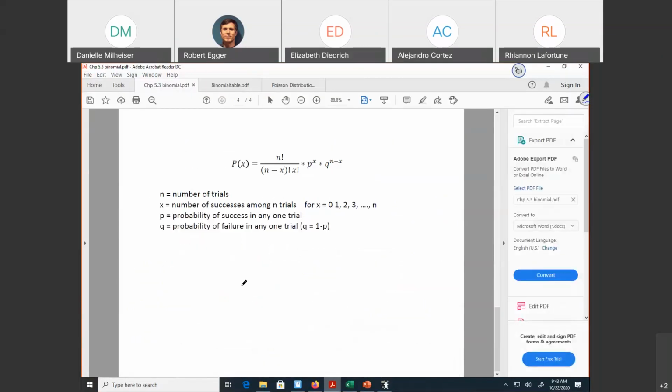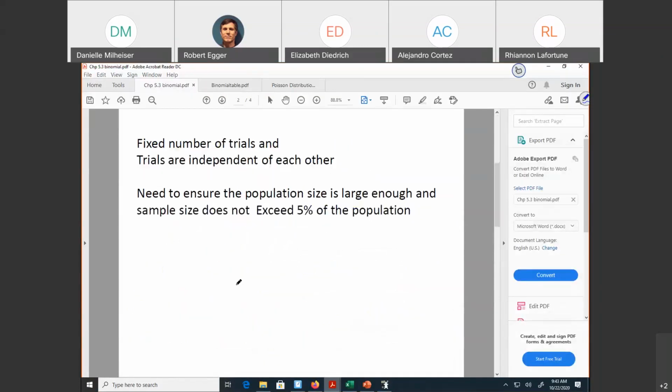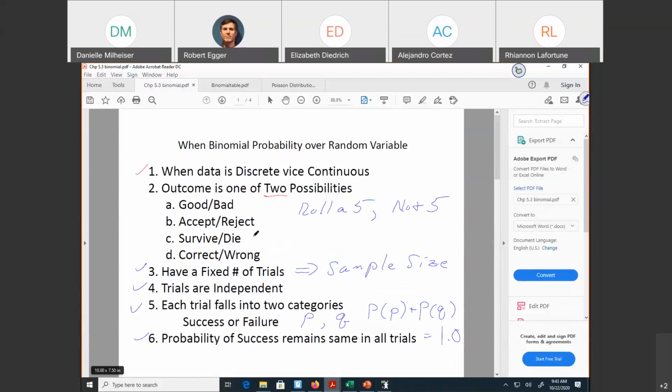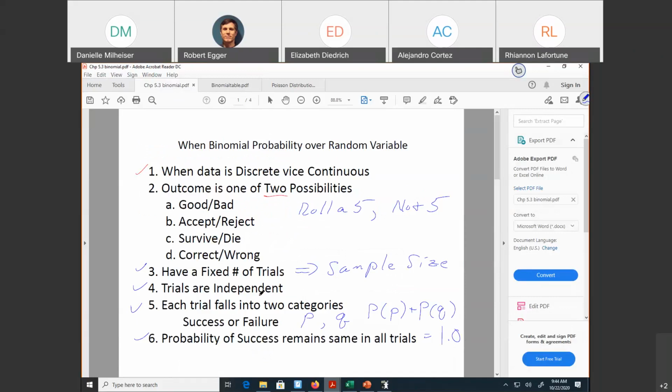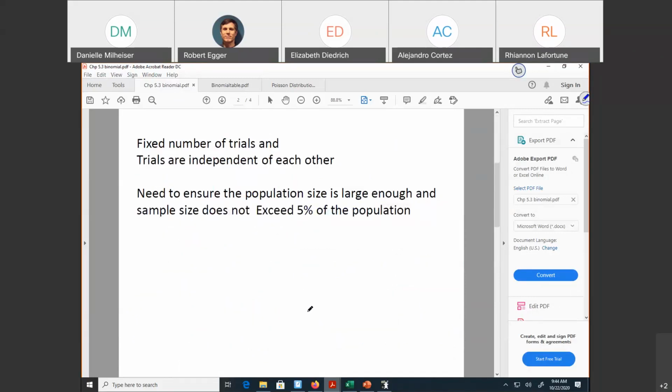All right. So those are the wickets that need to be met. Kind of a summary: fixed number of trials, and trials are independent of each other. That goes back to items 3 and 4. This is basically number 3 and number 4 re-emphasized.